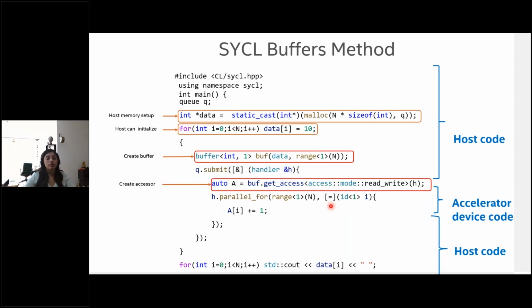Like we used to do in our traditional C++ programming, we create an iterator inside the for loop, right? So here we are creating an iterator. This is an ID class, and to access the elements inside the accessor, we need to use something from the ID class. The object of that ID class is i here. So we are accessing all the elements using this iterator, and we are just incrementing each element by one.